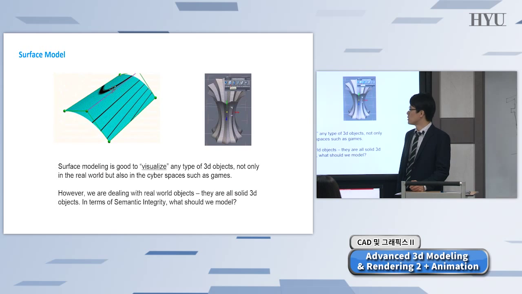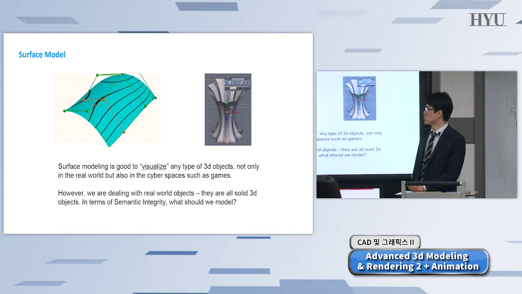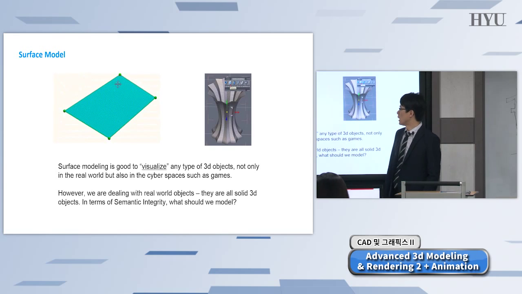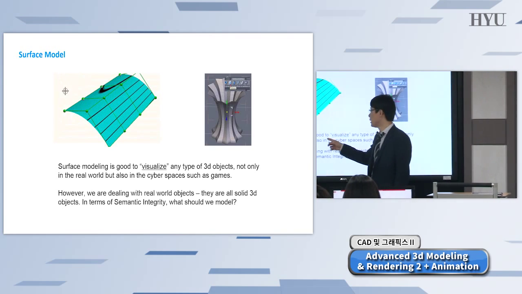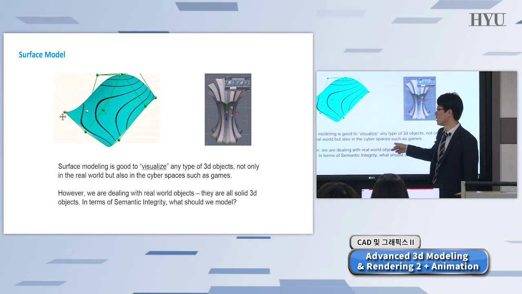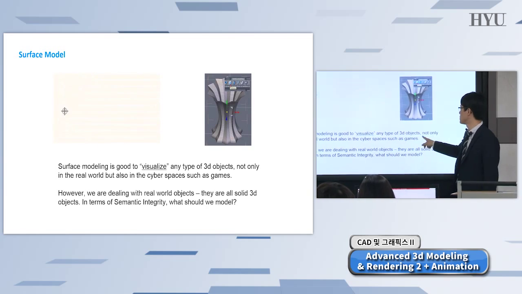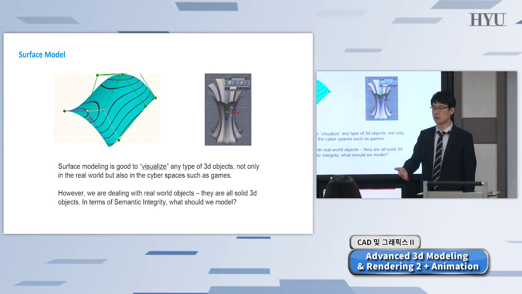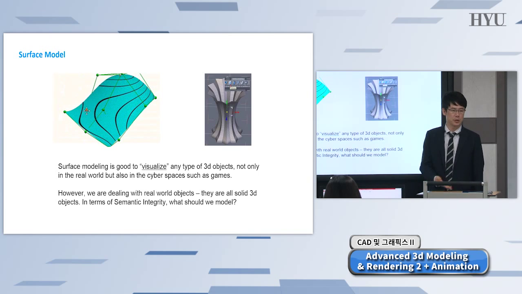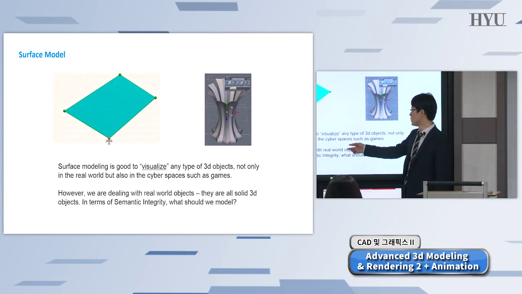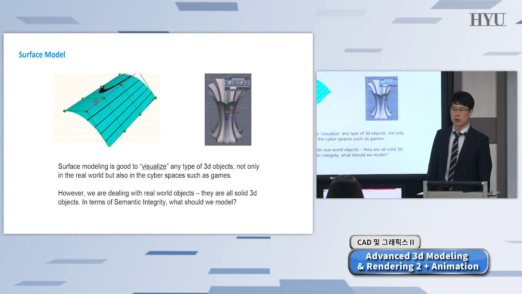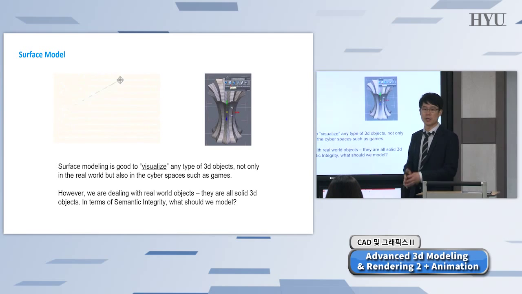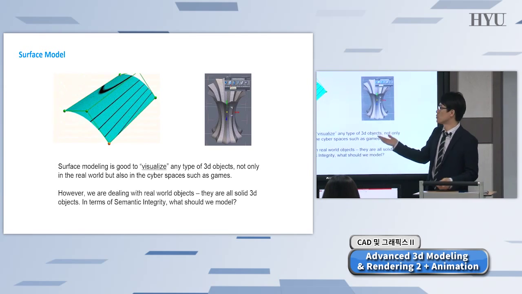So this is the surface-based 3D model definition. Surface-based 3D is very good to visualize any type of 3D objects, not only real-world objects, such as interior architecture elements, furniture, buildings, but also in cyberspace, such as games. Mostly game engines or game representations are surface-based 3D models.